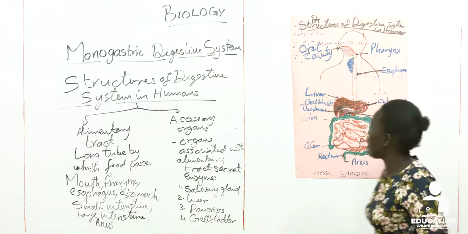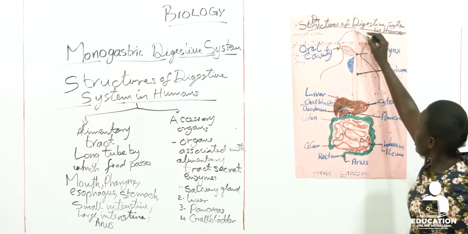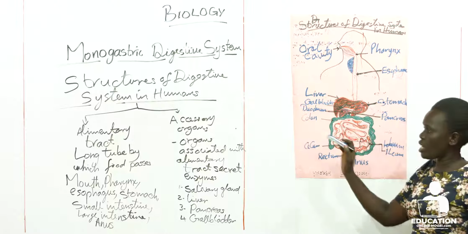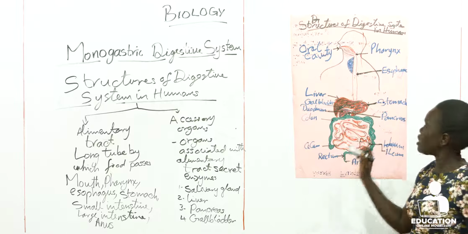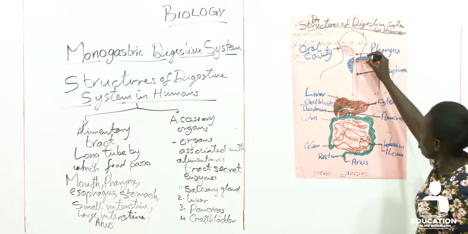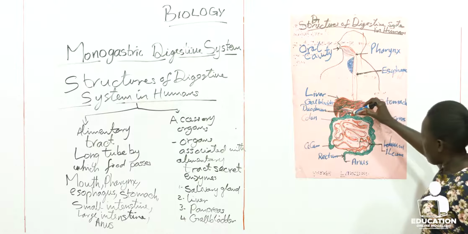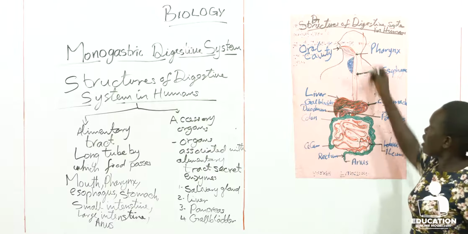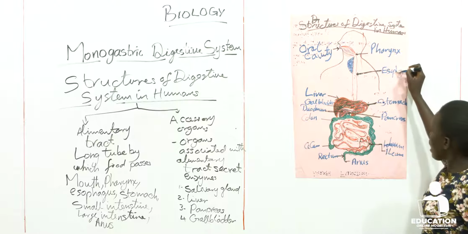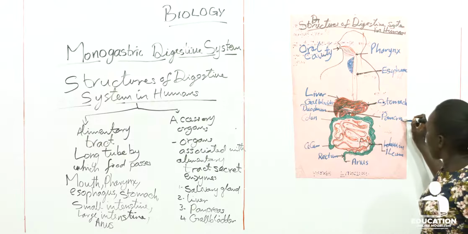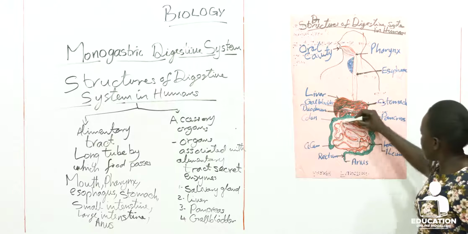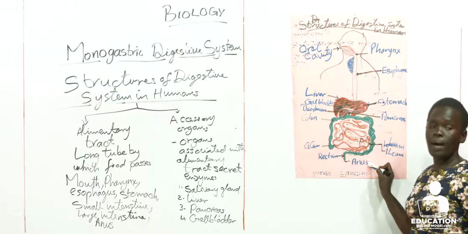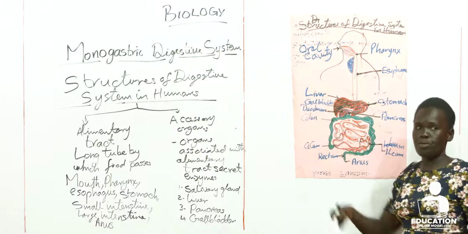So let us look at the structure. We said the digestive system in human being is divided into two: alimentary tract and accessory organs. The alimentary tract is the long tube by which the food passes, coming from the mouth until it ends with the anus. That's why its parts are the mouth, the pharynx, the esophagus, the stomach, then the small intestine, the large intestine, then the anus. It is a long tube.